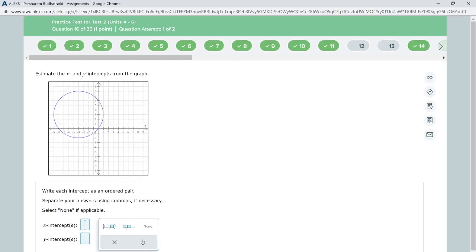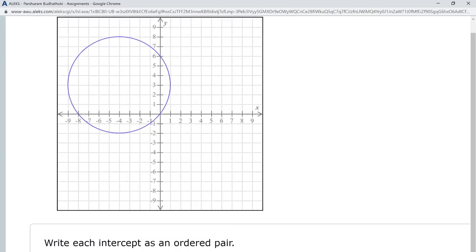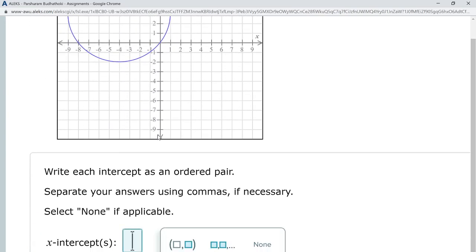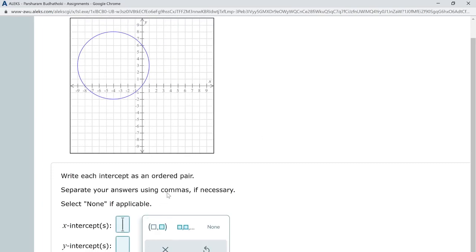Okay. Estimate the x and y intercepts from the graph. The x-intercept means a point you see on this curve which is intersecting the x axis. As you can see here, the circle is intersecting the x axis at -8 and 0. So these are the x-intercepts. Separate your answer using a comma. So -8 and 0. These are the x-intercepts.